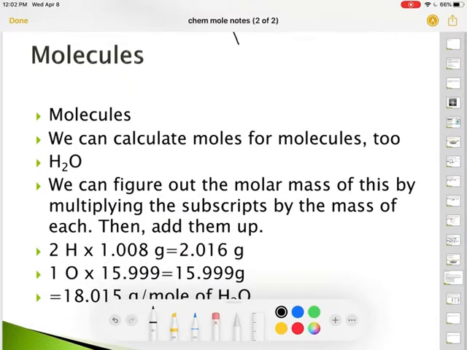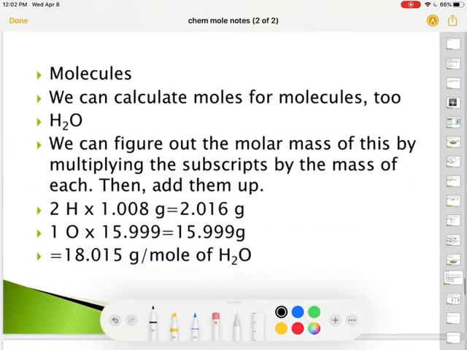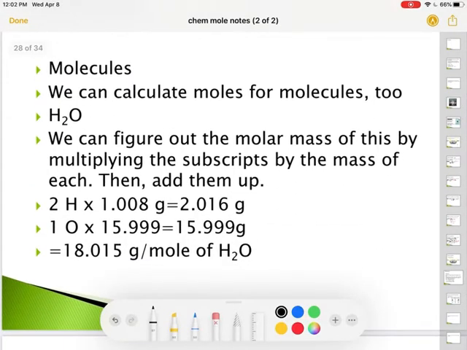We can calculate the number of moles for molecules too. So molecules like water. Well, one mole of water molecules is equal to the molar mass of 2 hydrogens and 1 oxygen. Okay, so that's what we got to do. Each mole of water weighs 18.015 grams. And then we can just use that in our calculations. But if you're dealing with molecules, then you have to make sure that your unit is no longer atoms, but molecules.